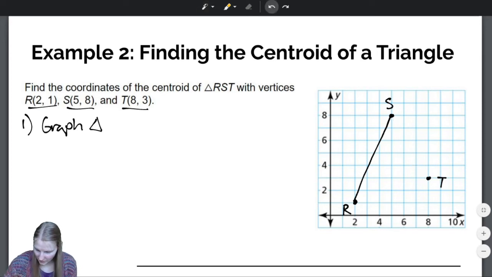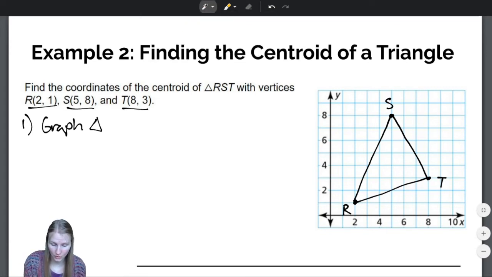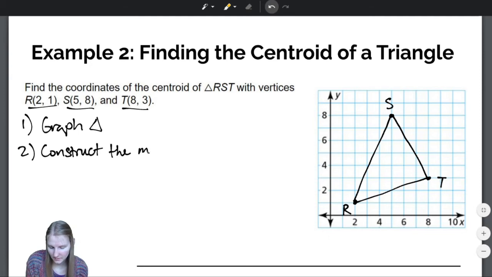Trying to make as straight of lines as possible. There we go. All right. Now, step number 2 is going to be construct or make the medians.